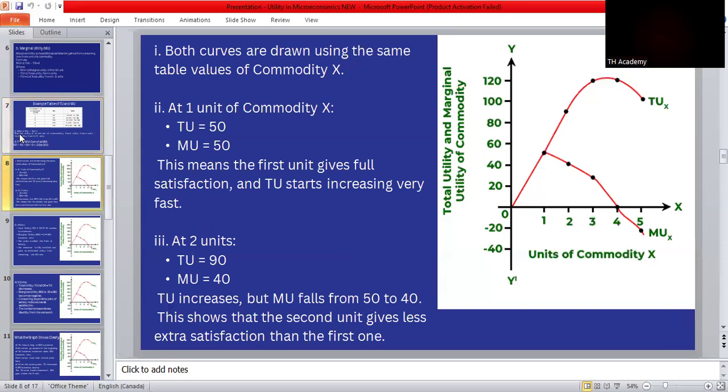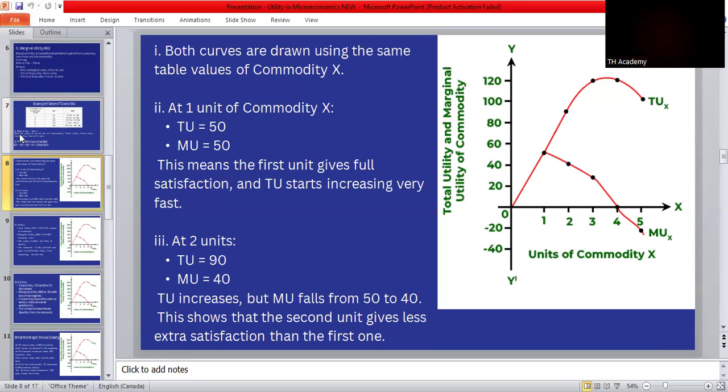On this slide, we are looking at a graph of total utility and marginal utility for commodity X, both drawn from the same table values. At the first unit, TU equals 50 and MU equals 50. This tells us that the first unit gives the most satisfaction, so TU starts rising quickly. At the second unit, TU rises to 90, but marginal utility drops to 40.